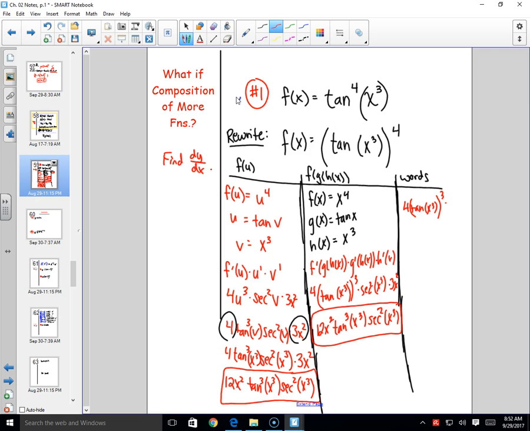Who's now in here? Tangent of block. What's the derivative of tangent block? Secant squared block. Peel off the tangent. I've done the fourth, I've done the tangent. Who's left? Block to the third. And what's block to the third? 3 block squared. And what is block prime? Just block. Okay. It makes so much more sense when you say blob.